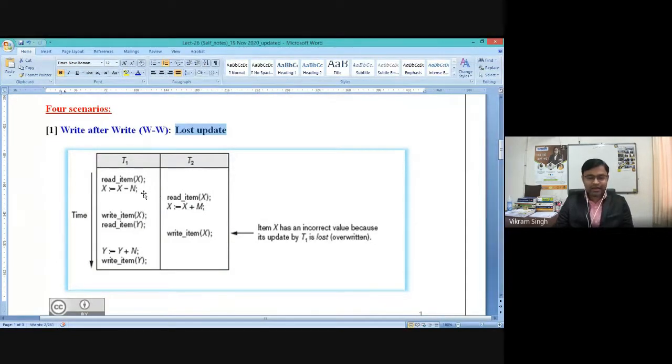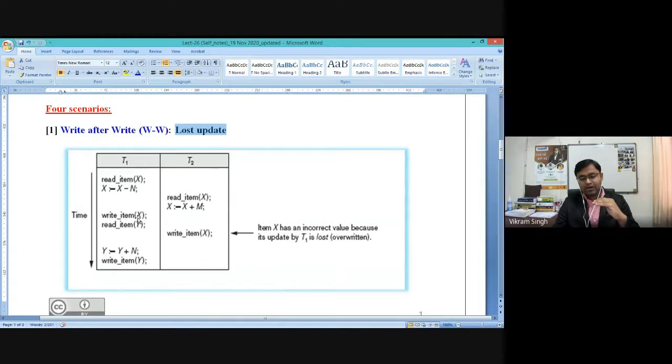So you can see here, after reading the value X in T1, after a few seconds T2 has also performed a read operation on X, and has performed some changes on data item X, right? After the completion of X equals X plus M, there is a next instruction which is called write X.